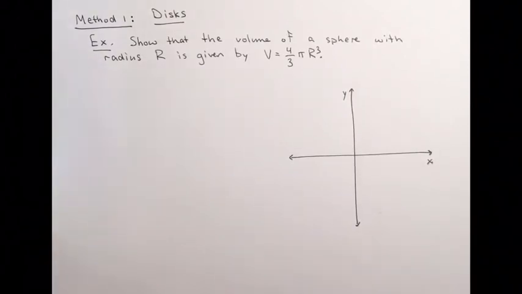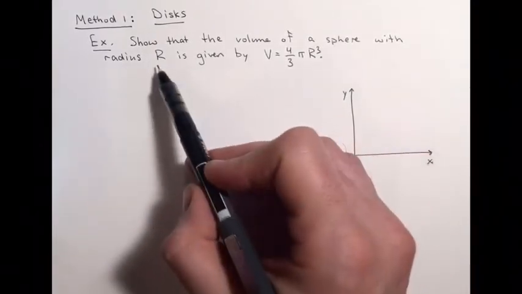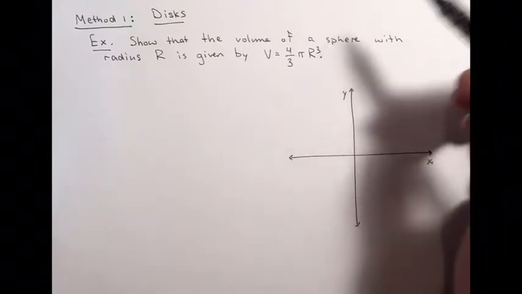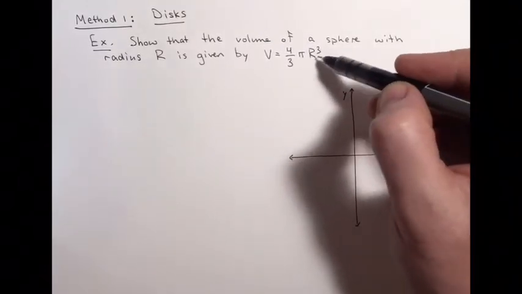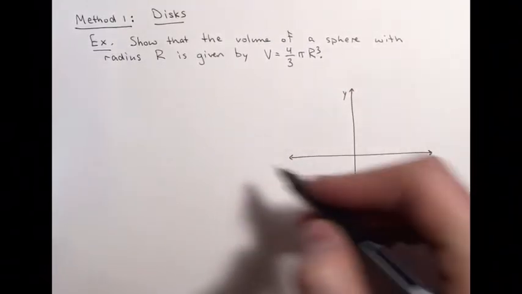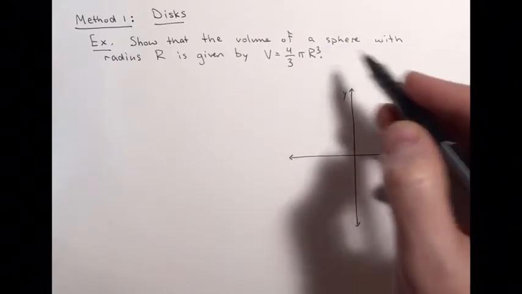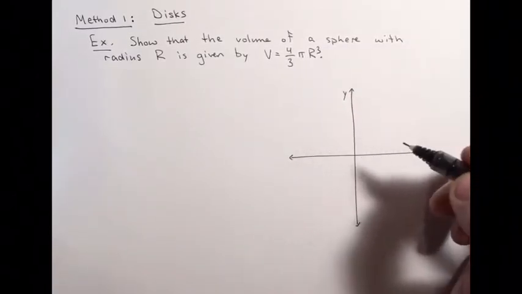Okay, so here we're going to be doing some practice, doing volumes of revolution using vertical slicing, and we'll be looking at the first method, which is disks. So for this example, we'll be looking at the volume of a sphere. And we're going to show that the volume of a sphere with a given radius of capital R is of course given by 4/3 pi r cubed. Okay, so this is a familiar formula to us, and we're just going to verify this formula using calculus.